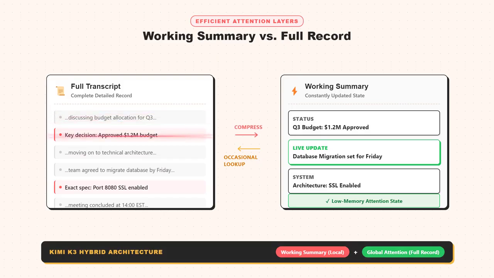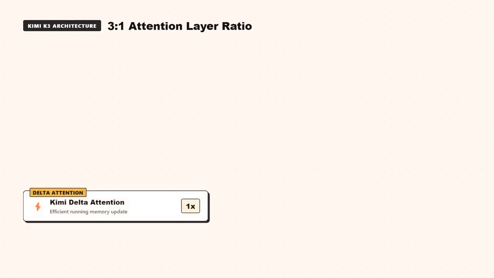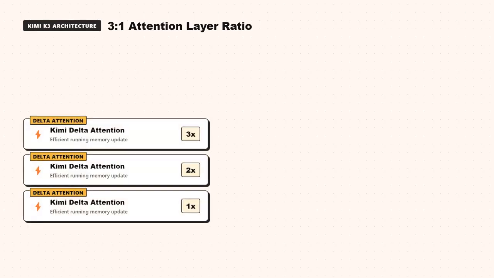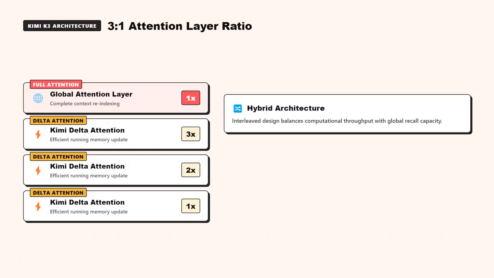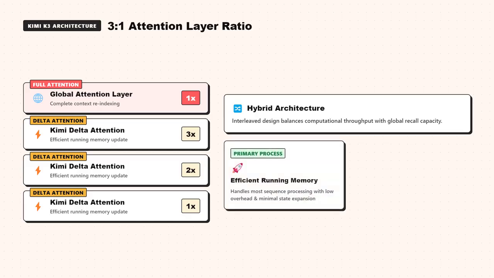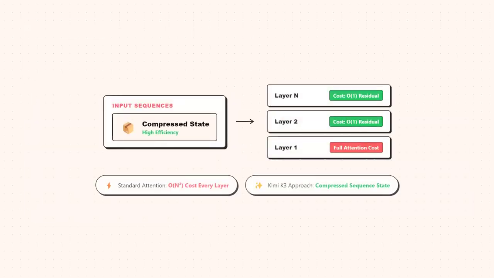Kimi K3 combines these efficient attention layers with global attention. The reported design uses 3 Kimi Delta attention layers for every 1 global attention layer. That hybrid structure is the important part. The model gets an efficient running memory most of the time, but it still keeps regular full attention layers so it doesn't depend entirely on a compressed internal state.